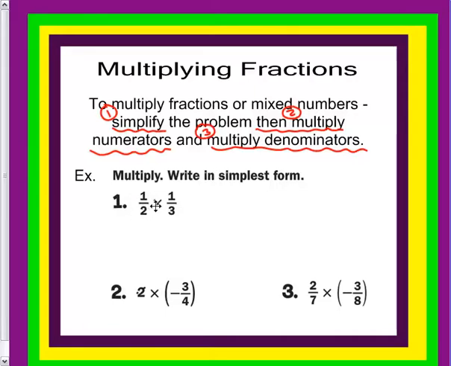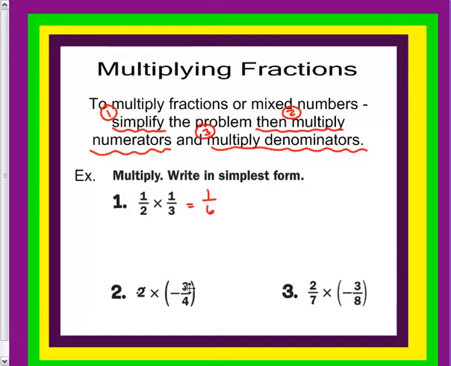Okay, so make sure you paused and wrote them down. If not, here we go. 1 times 1 is 1, and 2 times 3 is 6. These were already simplified, so we don't have to do anything. I'm going to show you down here what I mean by simplify.